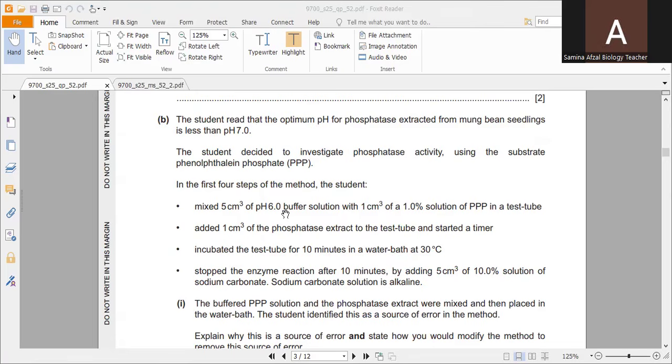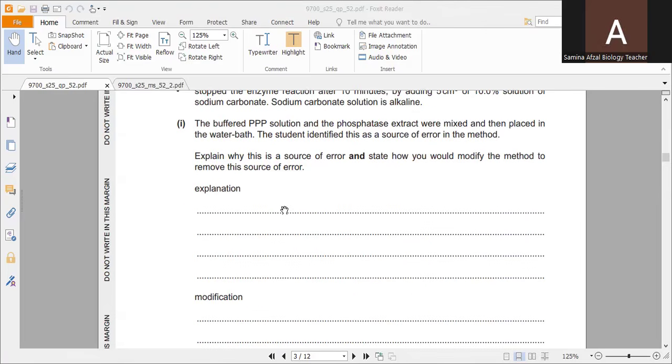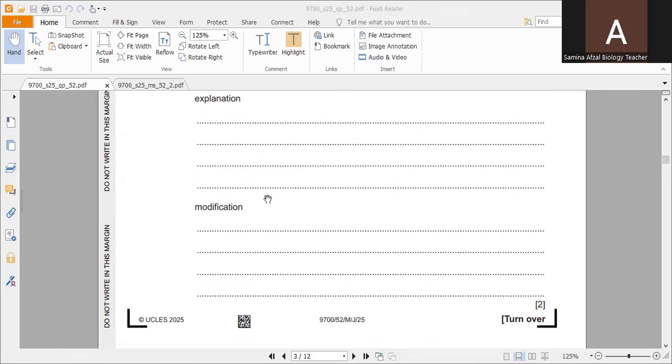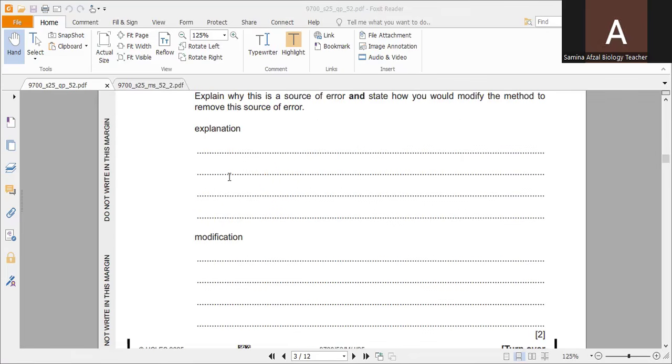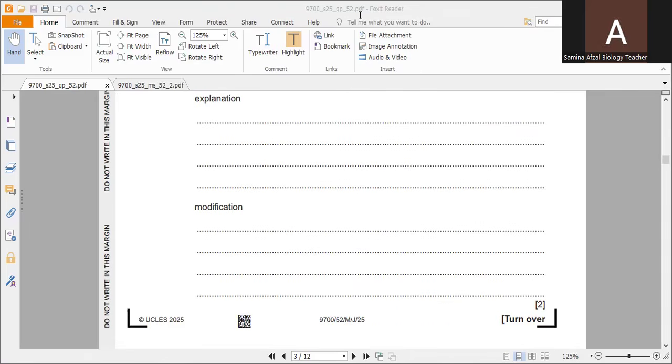Now, the buffered phenolphthalein phosphate solution and the phosphatase extract were mixed and then placed in the water bath. The student identified this as a source of error in the method. So explain why this is a source of error and state how you would modify the method to remove this source of error. So first of all, we have to write down why it is a source of error, then how can we modify it.